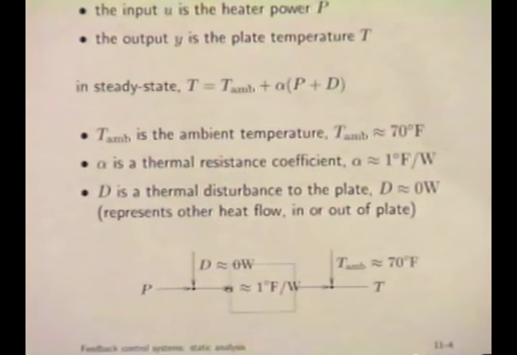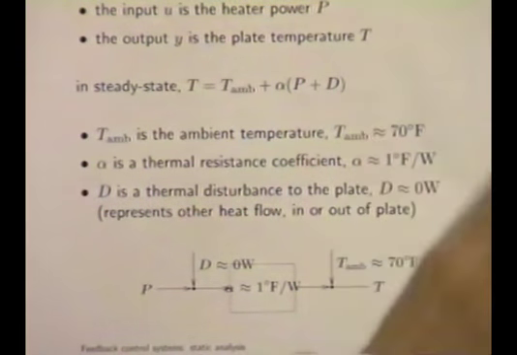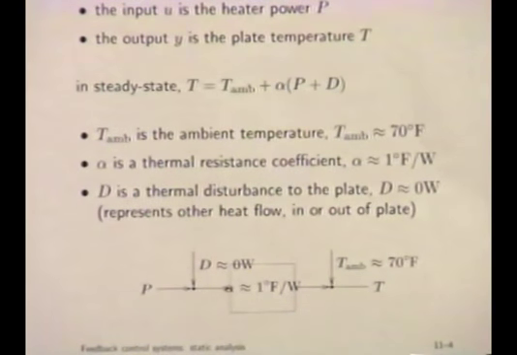For example, if you open a window and bright sunlight shines on the plate, D might be half a watt or something like that. And that's just the thermal power you're injecting into the plate from sunlight. Now, it could also be that somebody opens a window and there's a nice cold draft going across the plate, which is removing half a joule per second. In that case, D would be minus a half a watt.